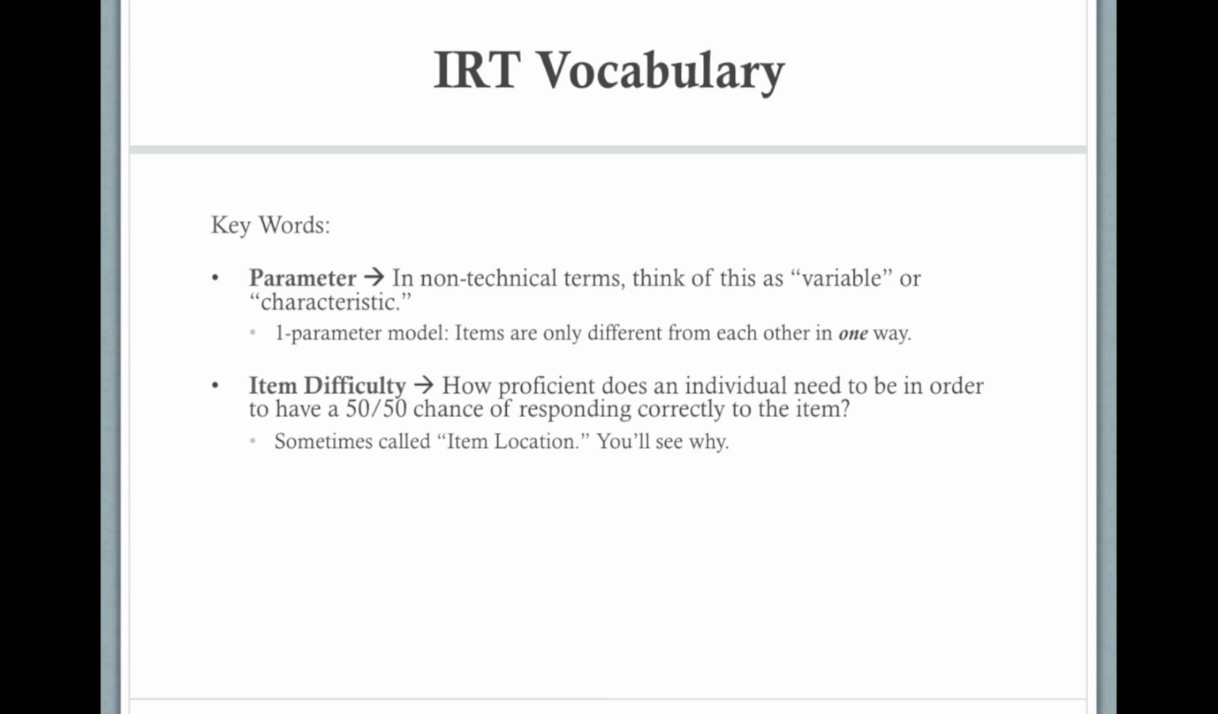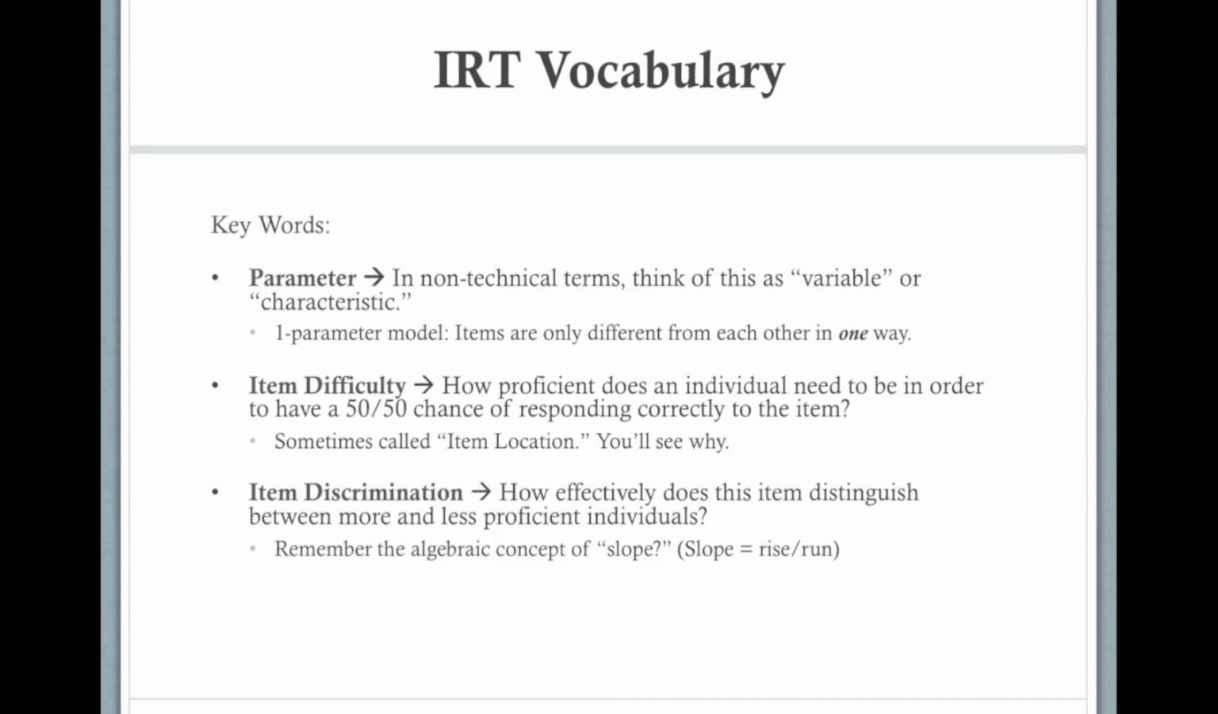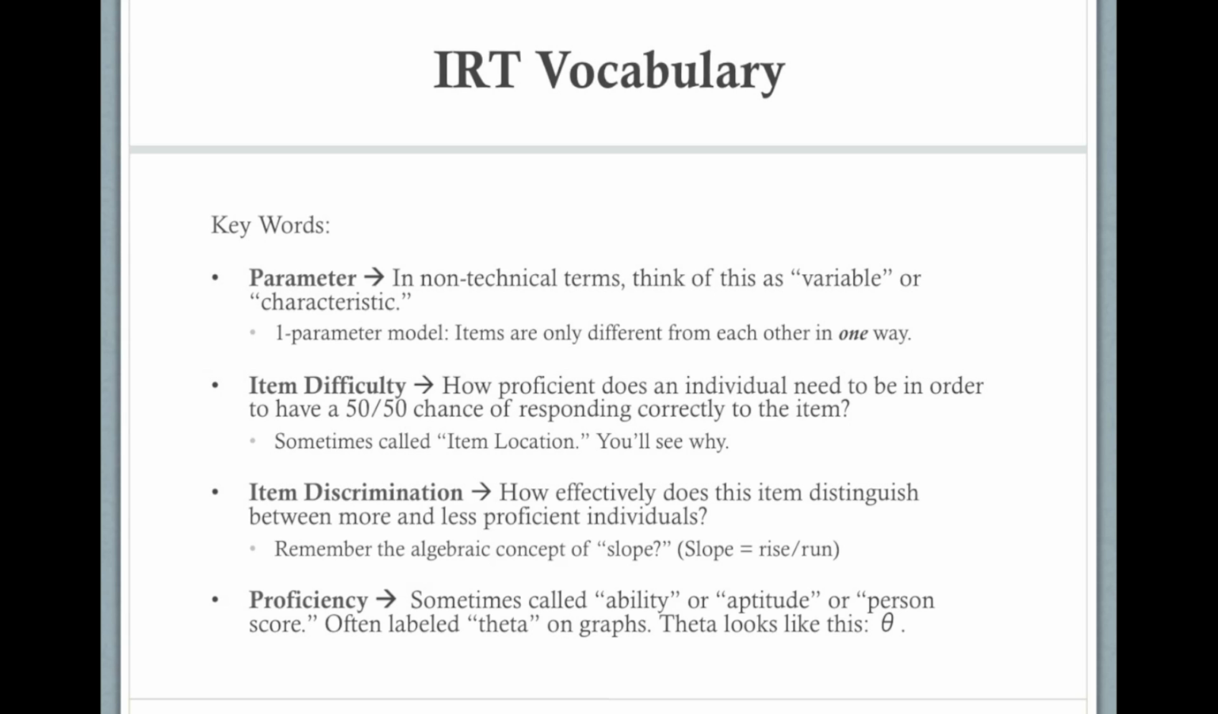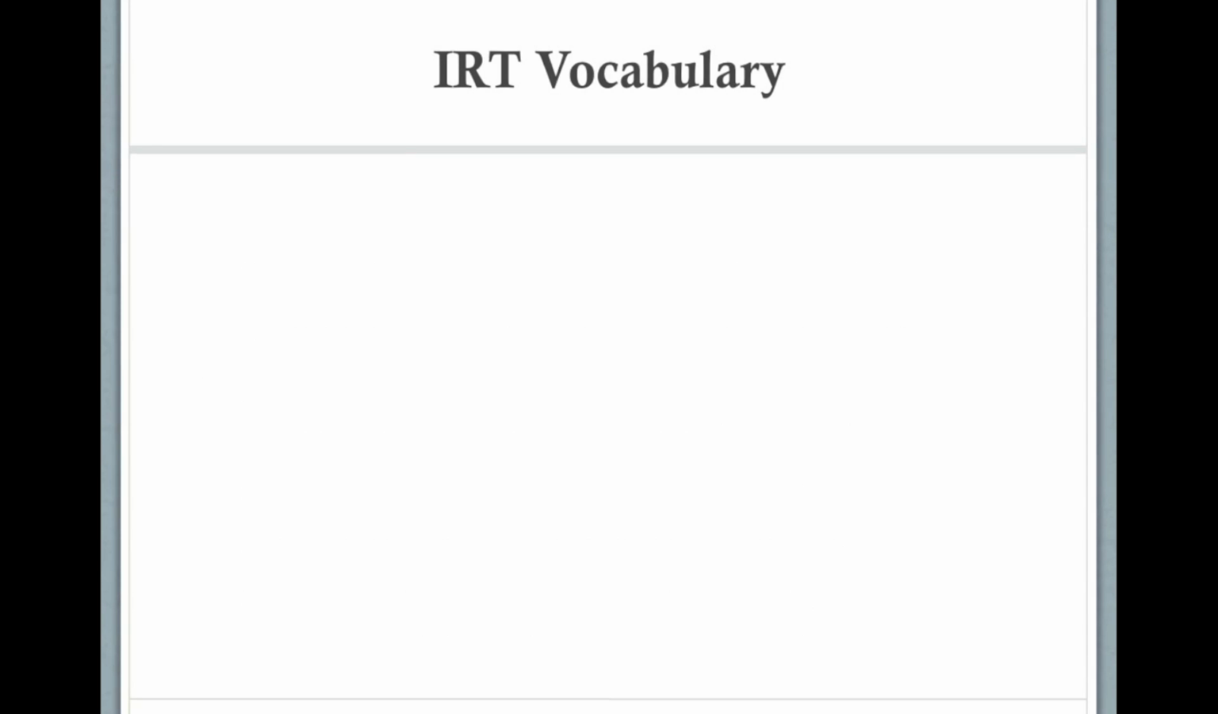to the item? Another way that items can be different from one another is in their discrimination. An item discrimination parameter tells us how effectively this item distinguishes between more and less proficient individuals. And proficiency, as we discussed before, is a person's knowledge or expertise in a given domain.